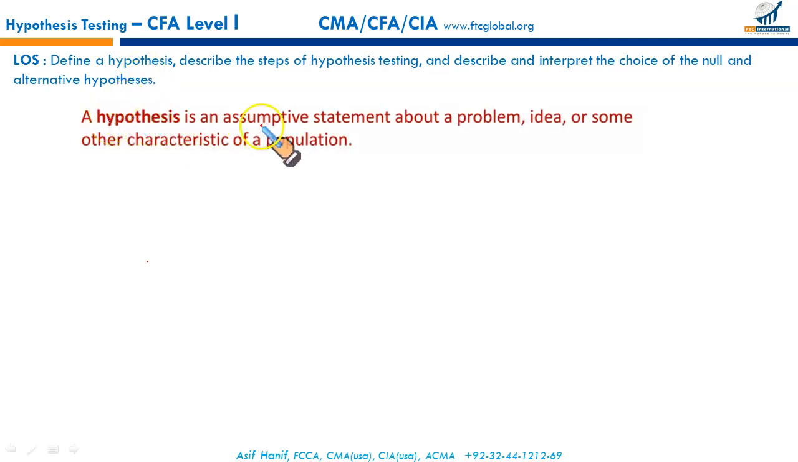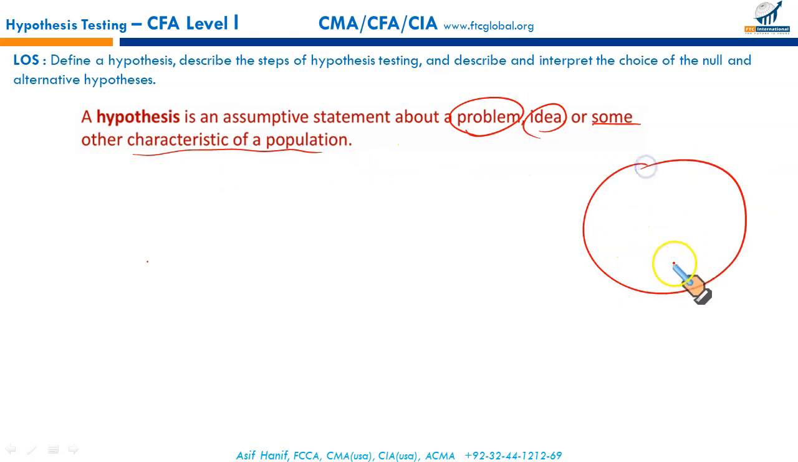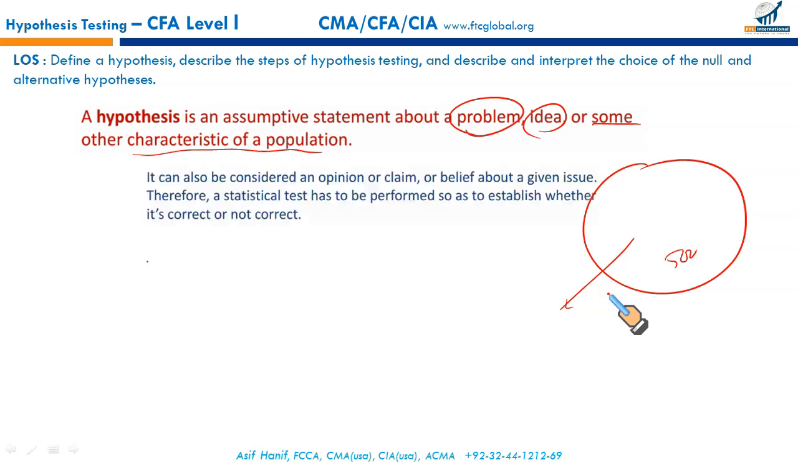A hypothesis is an assumptive statement about a particular problem that is under consideration, about an idea, or maybe some characteristic of the population. Let's say this is the population of 500 stocks. I just want to assume something about this population, and then I want to test whether my assumption is correct or not. So it could be just my assumption about this population, my opinion. So it could be a claim, a belief about a given issue.